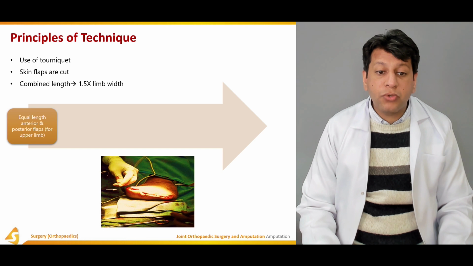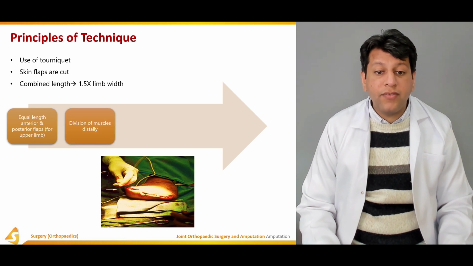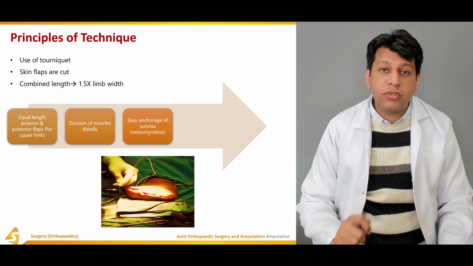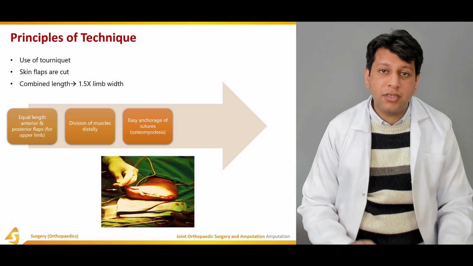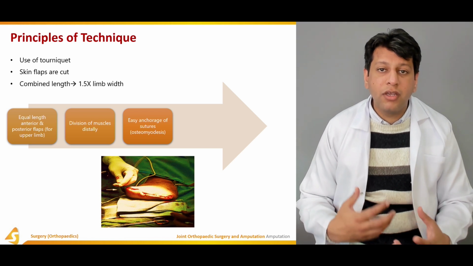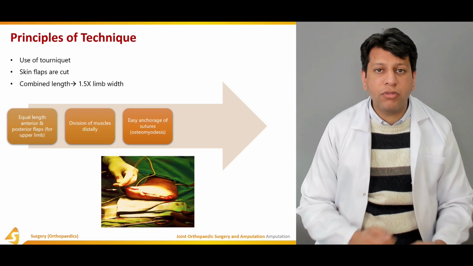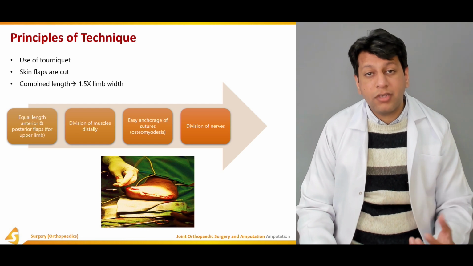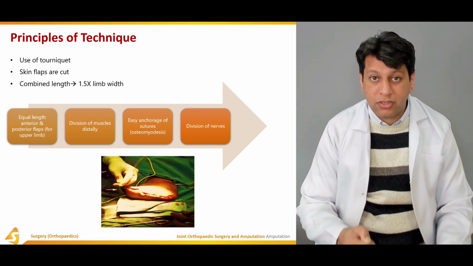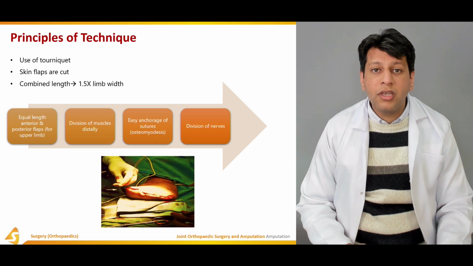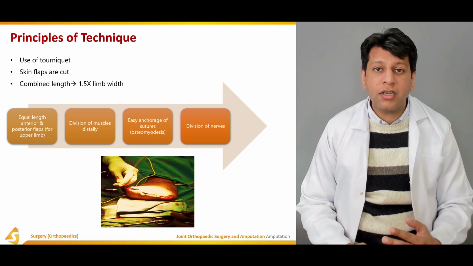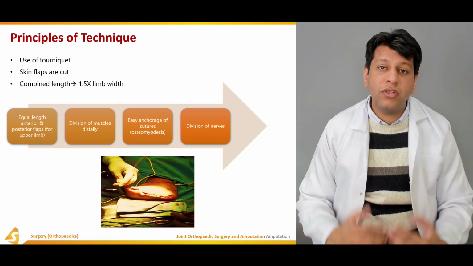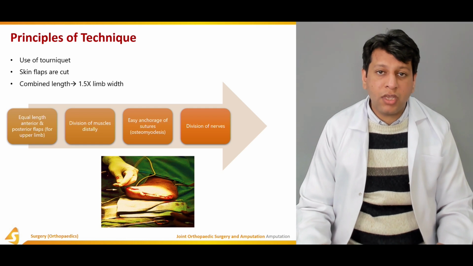Equal length anterior and posterior flaps are for the upper limb. Division of the muscle is actually done distally. Easy anchorage of the suture is possible because we have to go for myodesis. That is basically the muscle flaps which we are using to cover the bone. We have to anchor it to the bone in the form of myodesis. And then division of nerves is done in such a way that the nerve trunks are pulled down, and once they are cut, they retract upwards, so that eventually phantom limb syndrome can be prevented.